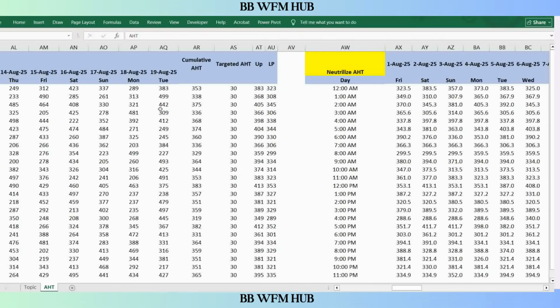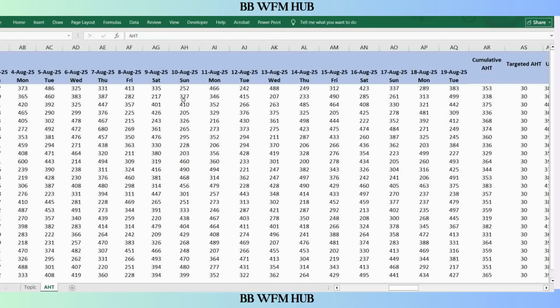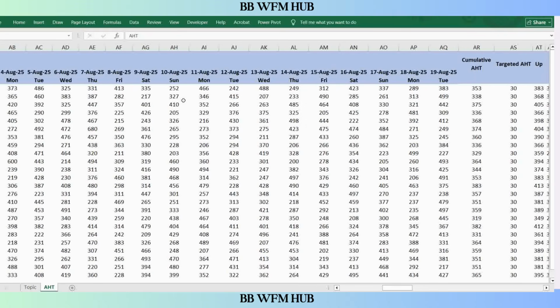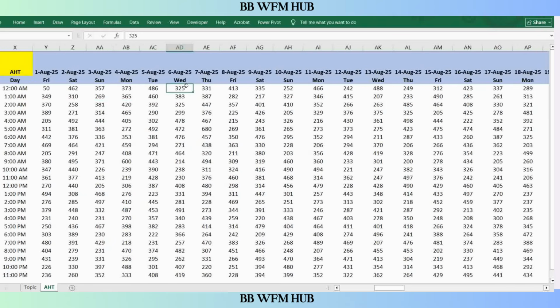So let's start. The next step is we have the AHT, and also the calls answered, but in the AHT it's important to neutralize it because we have some gaps. For example, here the AHT is 50, and we are seeing that for the other intervals, the AHT lies between 300 to 400 seconds. So it's important to neutralize the AHT.